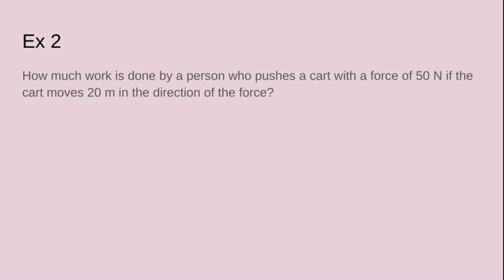So we got a distance of 20 meters. We got a force of 50 newtons. We're looking for work. So if you glance back, the equation for work is work equals force times distance. So our force is 50 newtons and our distance is 20. So we're doing 50 times 20. Multiply those together, and that would give us 1,000, and work is measured in joules. Not too bad there.